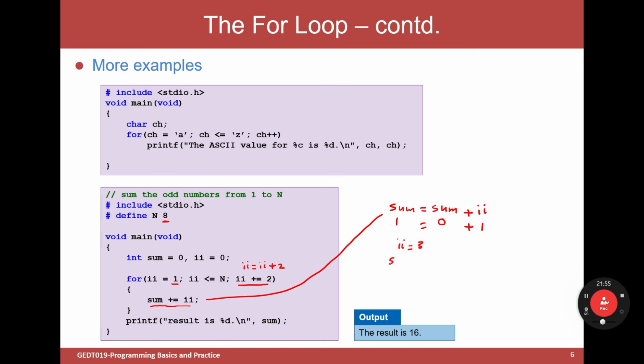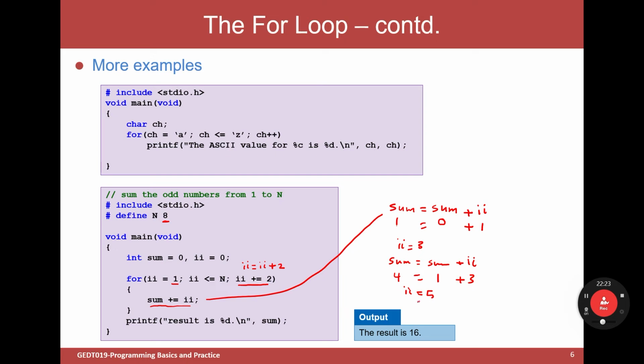So sum equals sum plus I. Now the old sum is equal 1 plus the new I is equal 3. So that means the new sum will be 4. Okay, and then now go again. I will be updated now. I is equal I plus 2, that means this I will be 5.